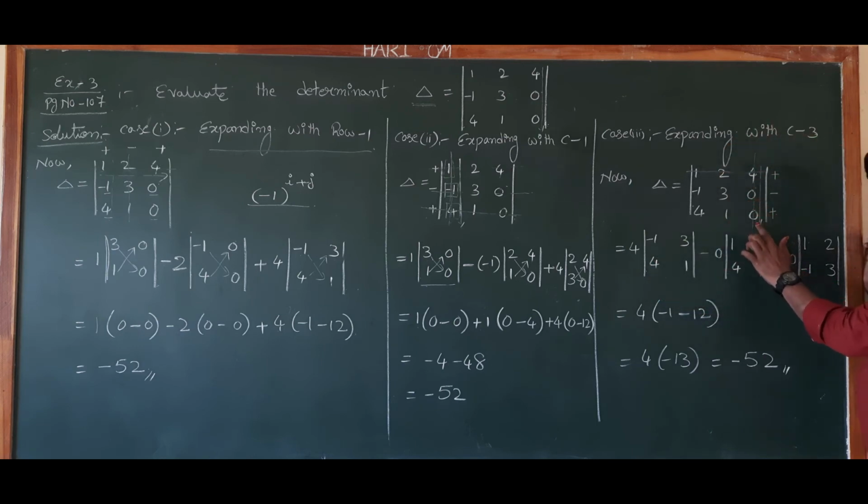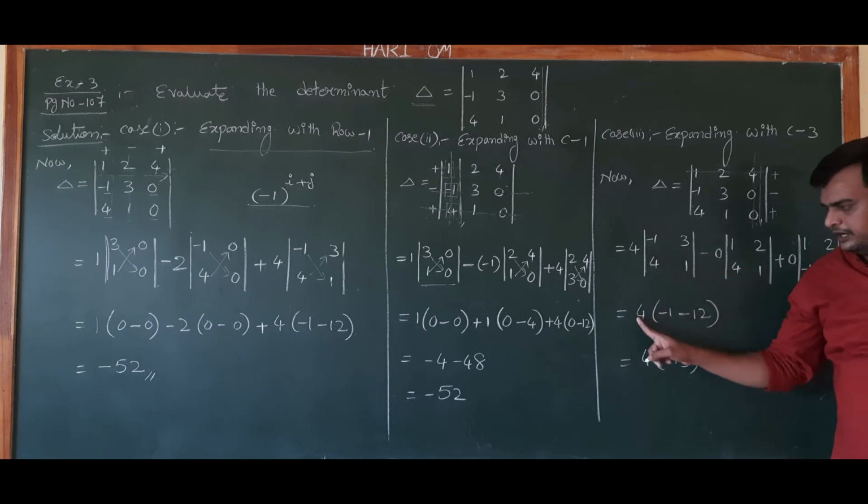Next we have zeros. You don't need to write anything, just for your understanding I have written. In the general case, you don't need to write these parts, you can directly take the 4, because 0 into anything is 0. In that way the calculation is very easy for us.